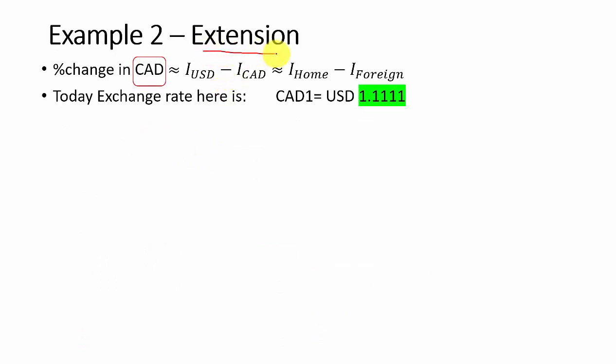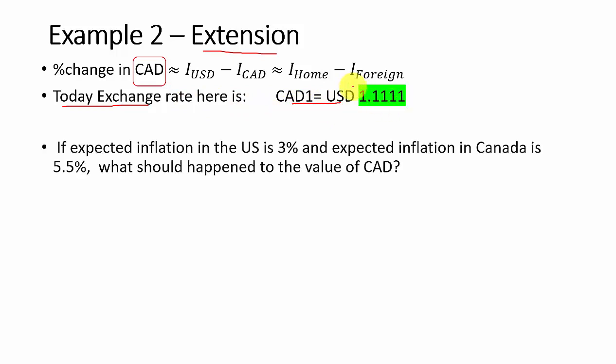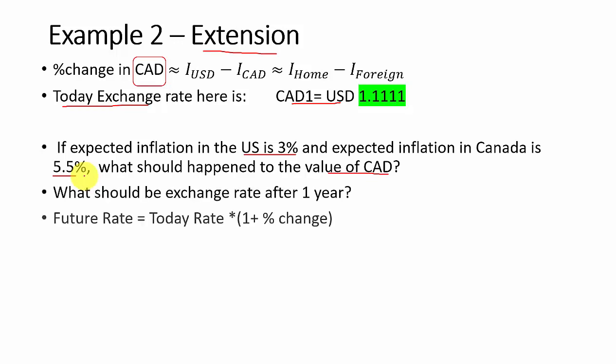Let's look at the extension. Now we assume that today's exchange rate is 1 Canadian dollar worth 1.1111 US dollars. What should happen to the value of the Canadian dollar 1 year from today, provided that inflation in the US is expected to be 3% and 5.5% in Canada? From the previous slide, we already estimated the percentage change of the Canadian dollar.